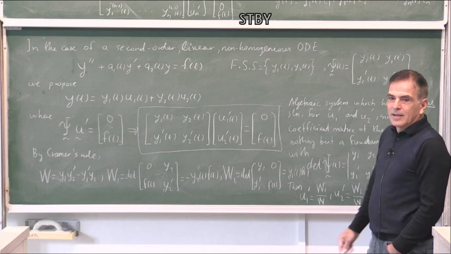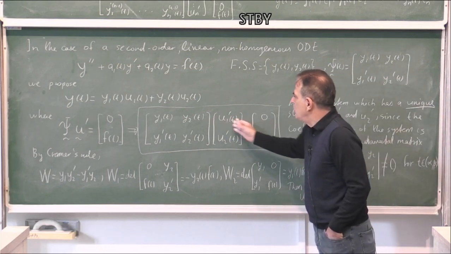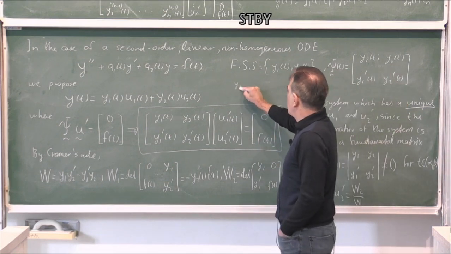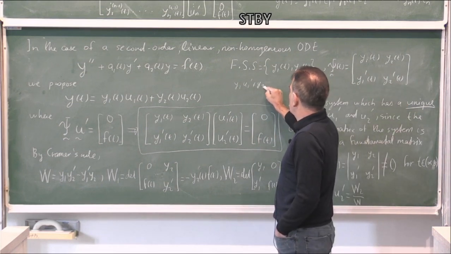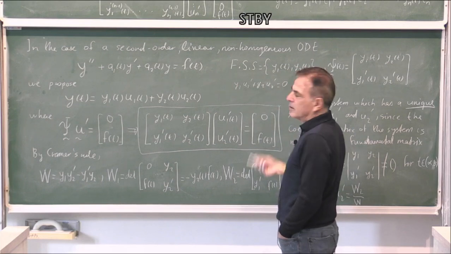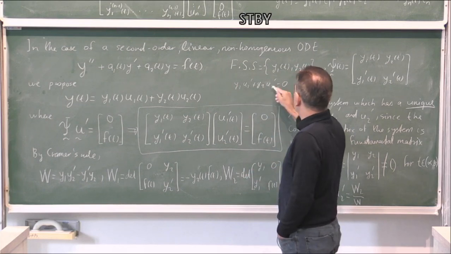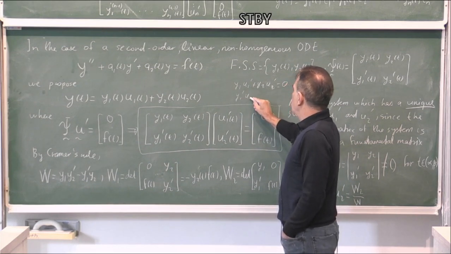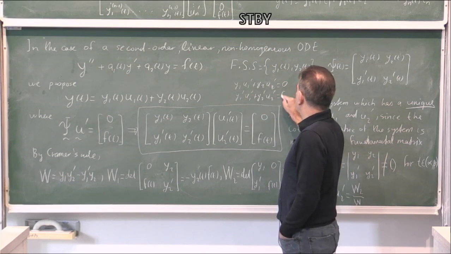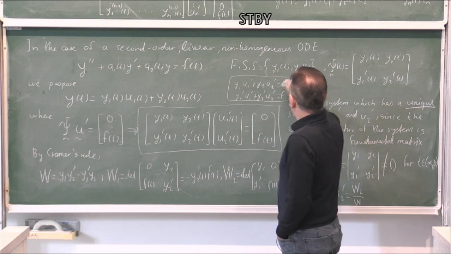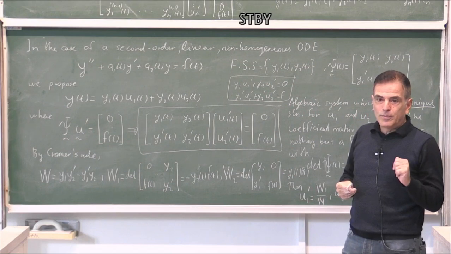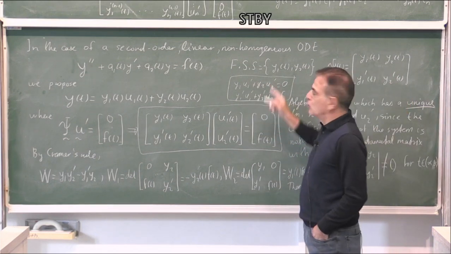Okay? Or you may solve this system using two equations. We have two equations in two unknowns. First equation is this: y1 u1 prime plus y2 u2 prime is 0. By the elimination method, you can solve this system. Second equation is y1 prime u1 prime plus y2 prime u2 prime is f. So two equations in two unknowns. Unknowns are u1 and u2, hence u1 prime and u2 prime.